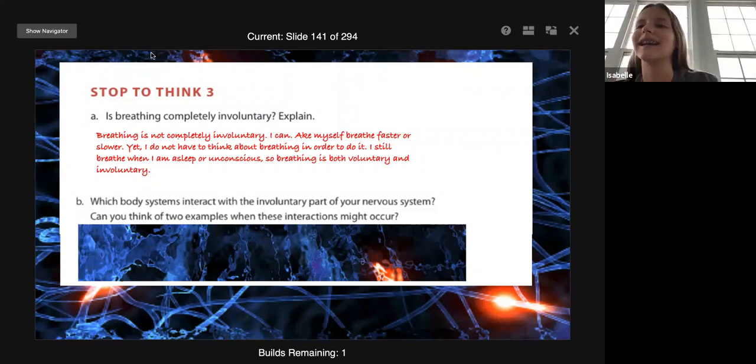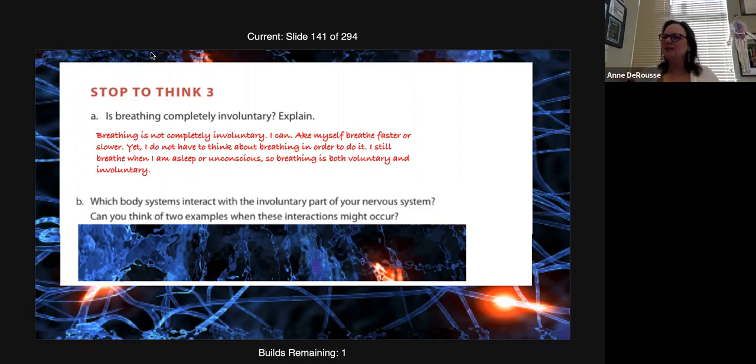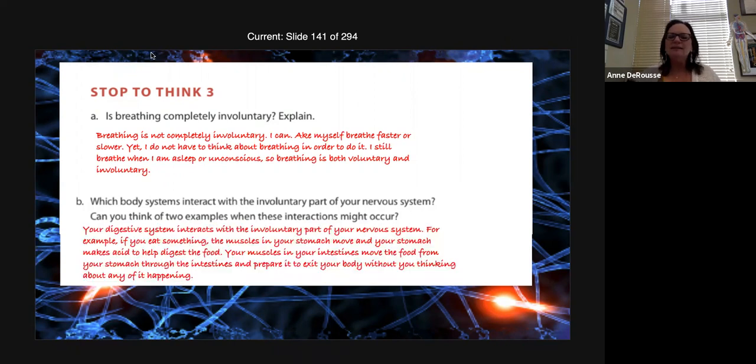Yeah, for that one, I said it was completely involuntary. And then I said when you're exercising, you can breathe harder. Or after you come out of the pool or the water, you take a really deep breath. Oh, that's a good example too. Yep, exactly. You guys probably came up with other examples than I did.